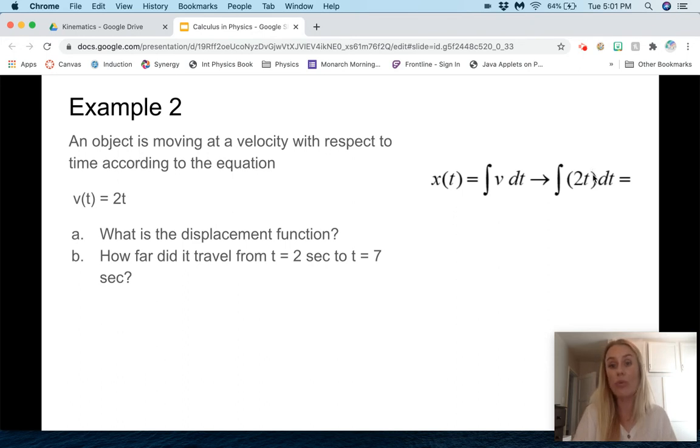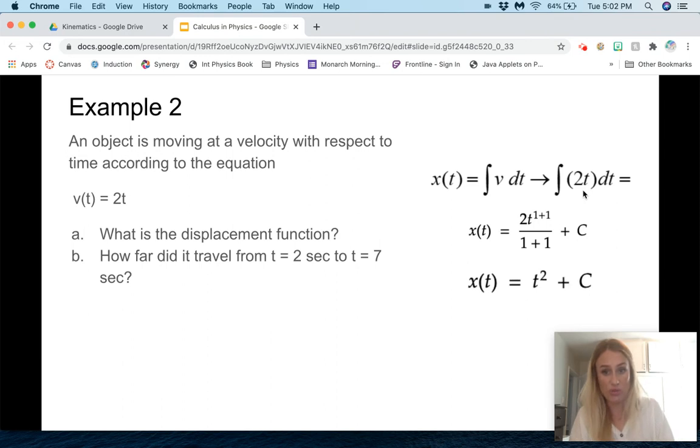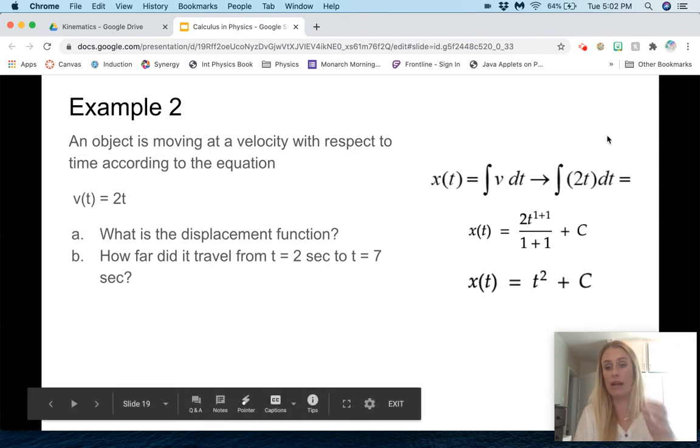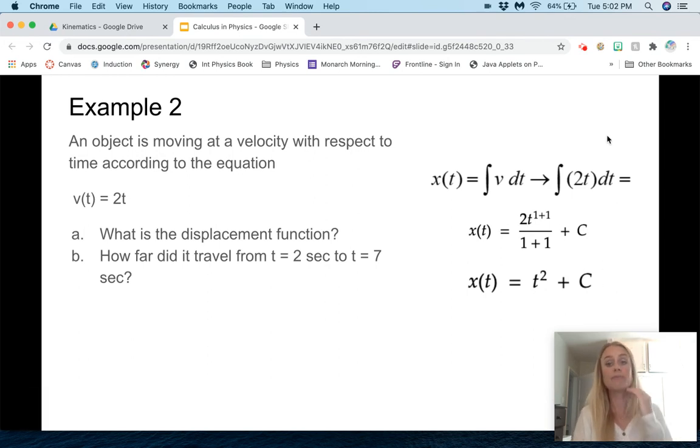We're going to add 1 to that imaginary 1 that's there. So we get 2t squared, and then divide that whole thing by 2. So that ends up being 2t squared divided by 2, which is just t squared. And again, we're not going to forget to write our c down. Now, that's the answer for letter A.